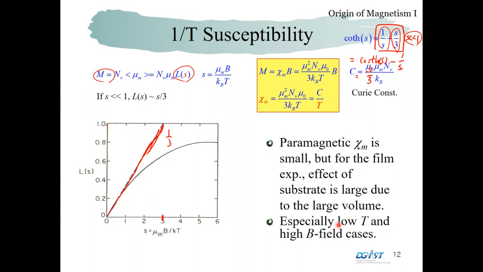If you have a small temperature and high B field, meaning large s, this expression is not valid anymore. We have to talk about this part. But still, this expression is quite similar to these lines, and those terms are the leading term. So it is still valid in many cases. That's what we call 1/T susceptibility.